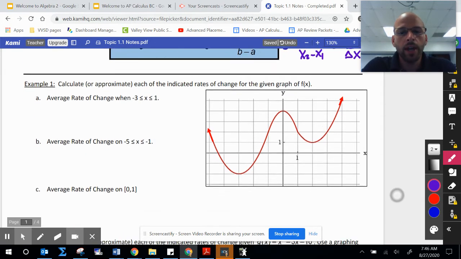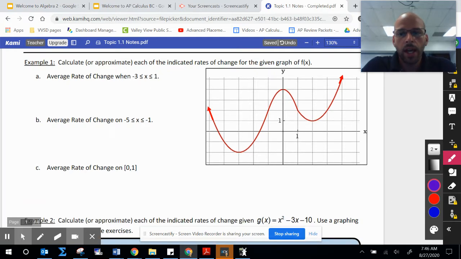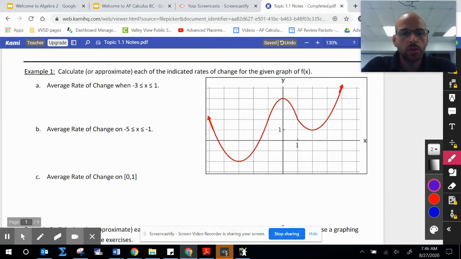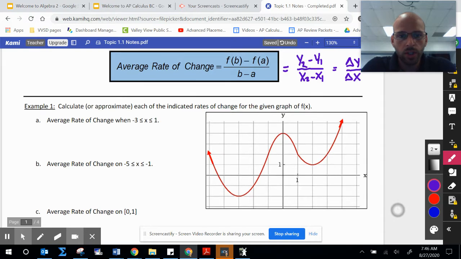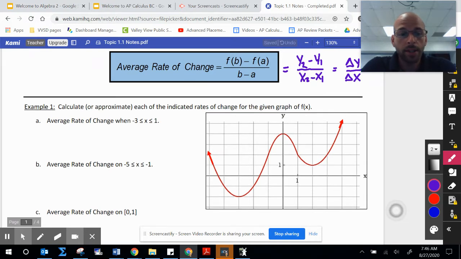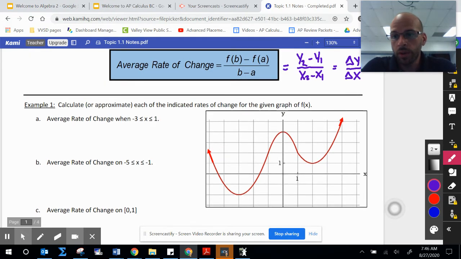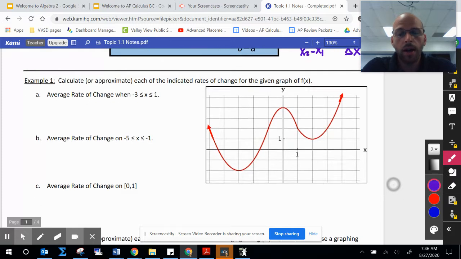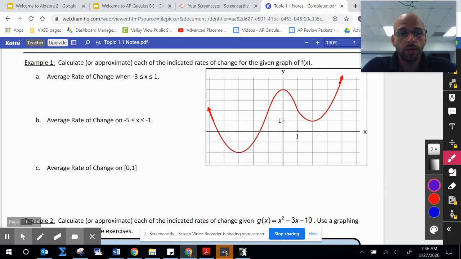Okay, so I have a graph here for f of x, and what I want to do is find the average rate of change over the following interval. If you know how to do average rate of change using the formula, feel free to pause it. I'm going to do it along with you so you can see the answers, and we'll go from there. So I want the average rate of change between the x values of -3 and 1.